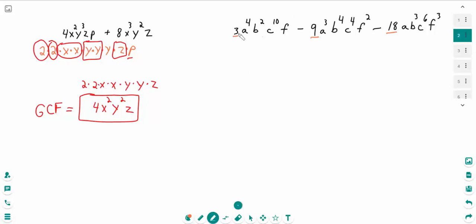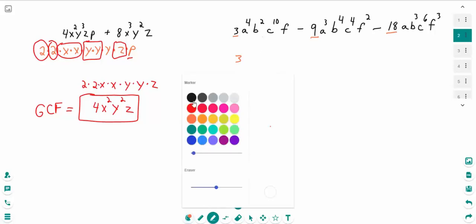Now, 3 is a pretty small number. The greatest factor for a 3 is 3. Nothing larger than 3 can go into 3. So maybe right off the bat, we'll just say, can 3 go into these 3 numbers? Well, 3 can go into a 9, 3 can go into an 18. And since 3 is the largest number that can go into a 3, the greatest common factor for those is going to be a 3, right? That's the greatest number that can go into all 3 of those numbers.